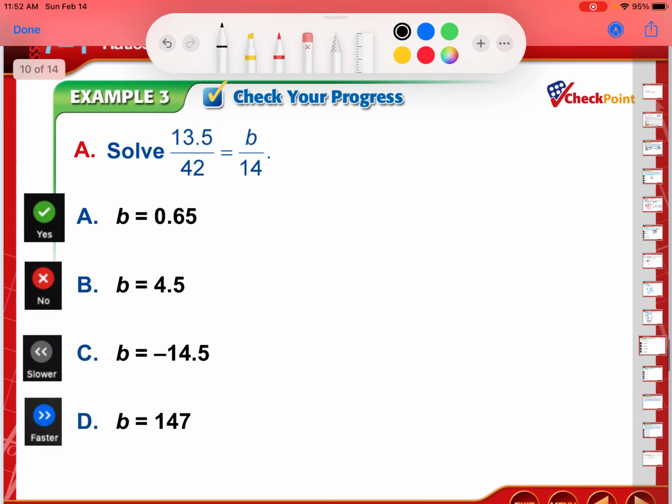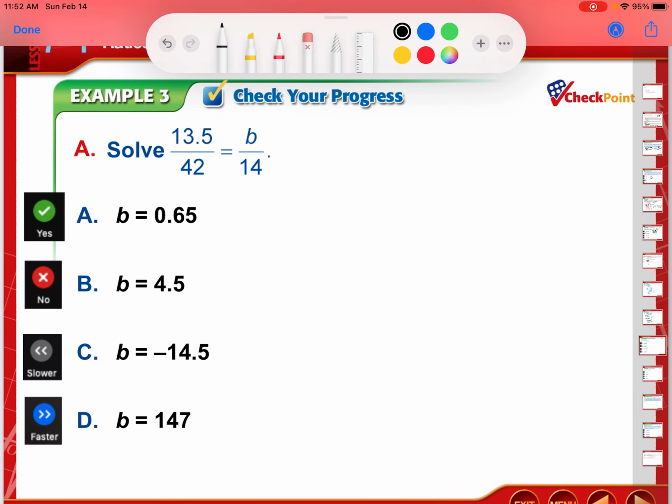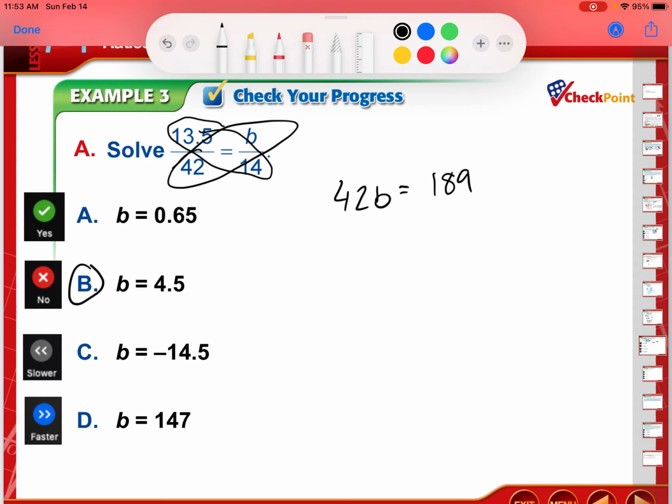Yay, maths. All right, so this one you would try to solve on your own, and by try to solve, I mean you would successfully solve because you're all math rock stars. So we would get 42b equals 14 times 13.5, which would be 189, and everyone knows 189 divided by 42 is 4.5, clearly mental math, also known as calculator, sitting right next to me.